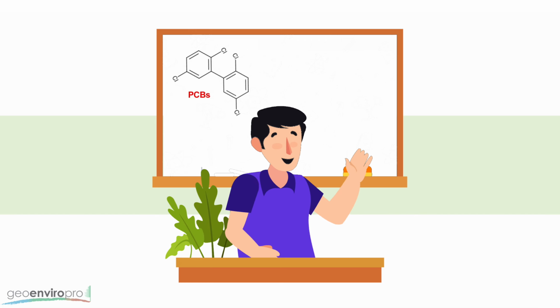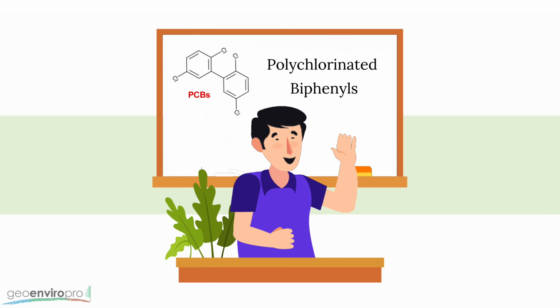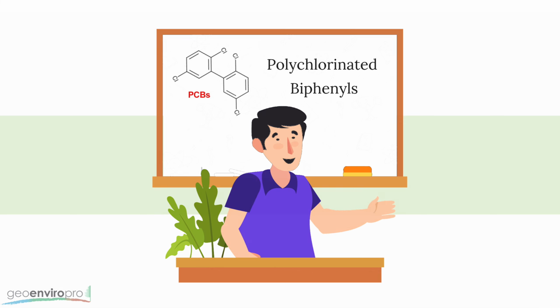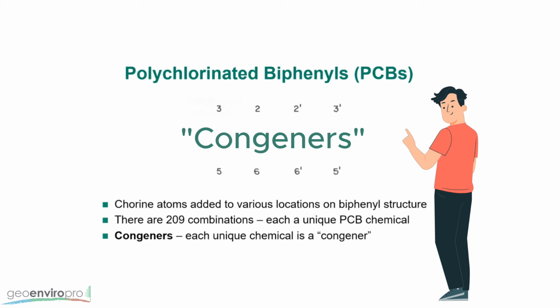PCBs, also known as polychlorinated biphenyls, consist of two benzene rings with varying numbers of attached chlorines. By varying the number and position of the chlorines on the rings, we can have up to 209 variations of PCBs, which are termed congeners.